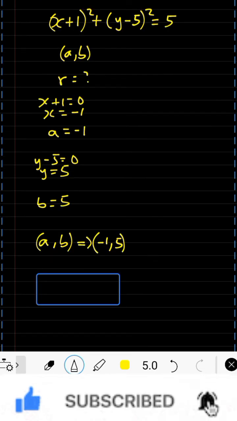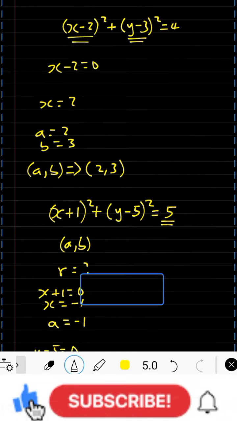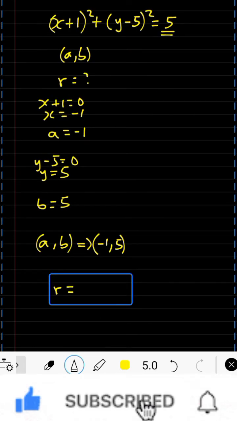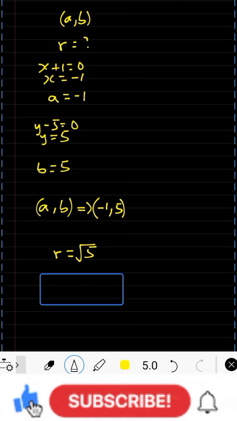But look at the radius. What is given to us is not 10 squared, but it is just 5. Then we can still arrange it in terms of square, because the radius will be equal to the square root of 5. So square root of 5 squared is 5. So the radius of the circle is root 5.